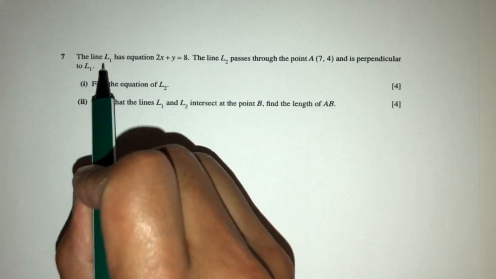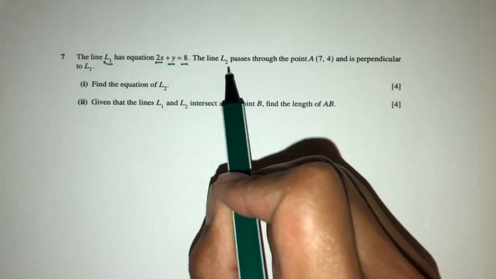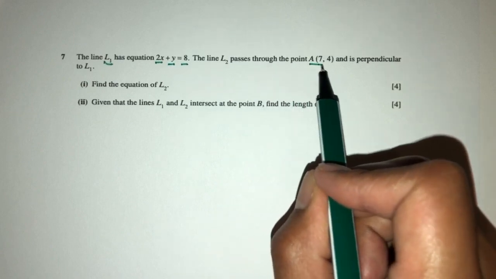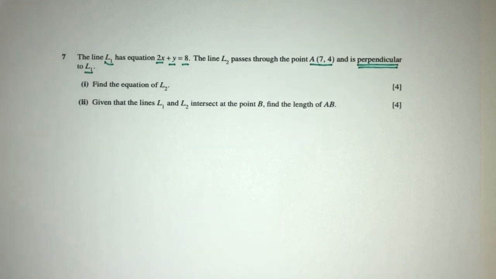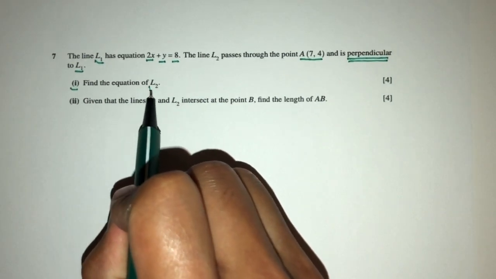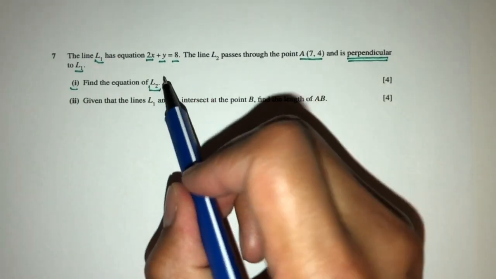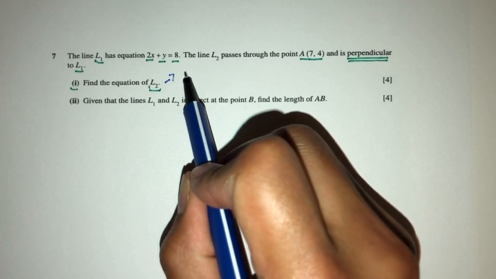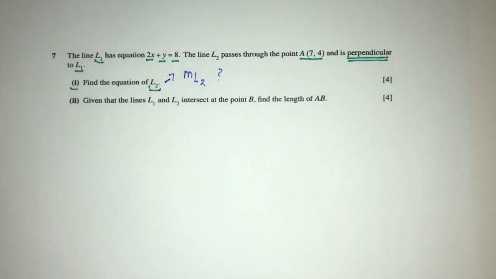So the line L1 has equation 2x plus y is 8. And the line L2 passes through the point A and is perpendicular to the line L1. So pretty easy. We have a few information here. Let's see how we can do this. So part 1, we have to find the equation of line L2. So again, we have to find the equation of a straight line. Now to find the equation of a straight line, we must first find its gradient. How do you find the gradient of L2?